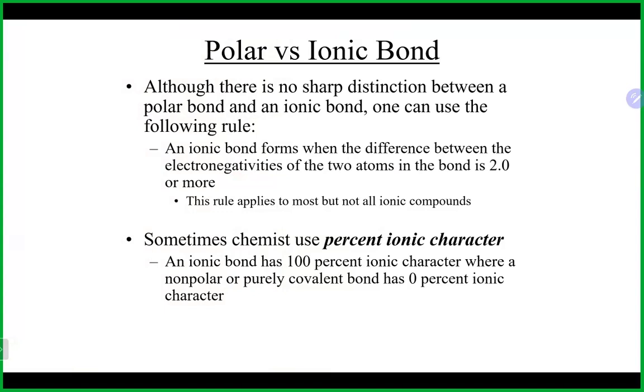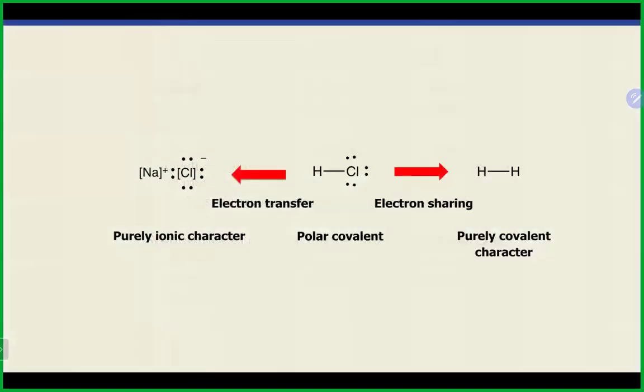We're not going to use it, and people don't use it all that often anymore, but sometimes people refer to the bond in terms of percent ionic character. If it's 100% ionic character, you pretty much have an ionic bond. If it's 0% ionic character, you pretty much have a pure covalent bond. And if you're somewhere in the middle, you probably have a polar bond. So not used all that often anymore.